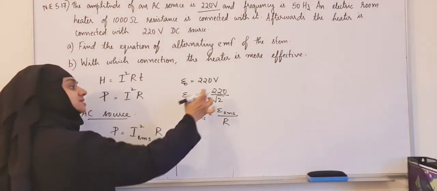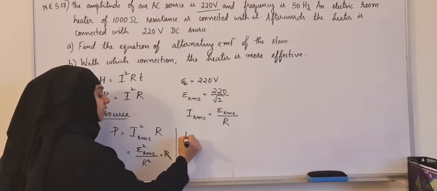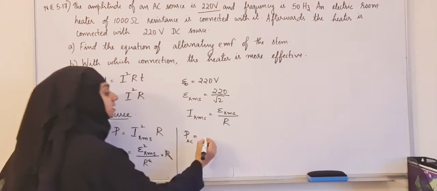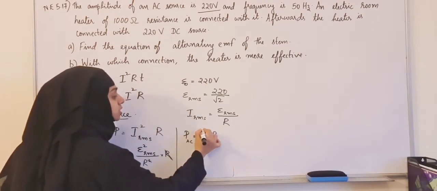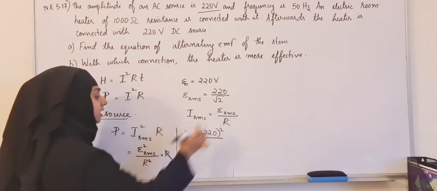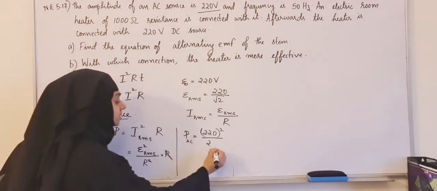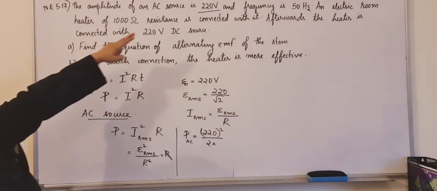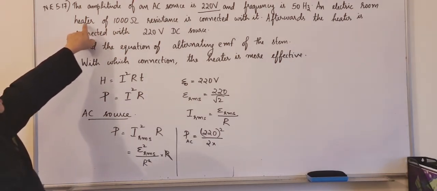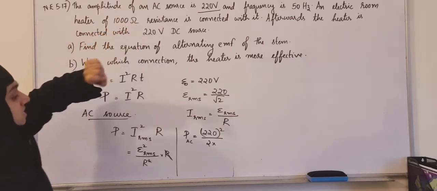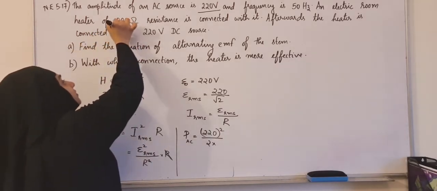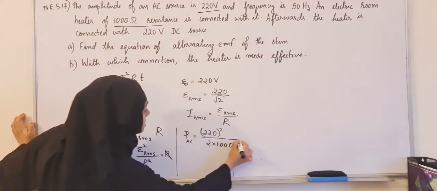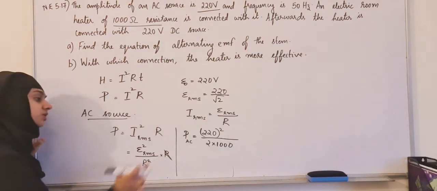So for E RMS, I am putting this value. So the power for an AC is equal to, instead of E RMS, I have 220 square divided by root 2 square, so it will be 2 times R. Is the resistance given? Yeah, electric room heater of 1000 ohm resistance. So the resistance R is given. So I'll put that, that is equal to 1000.